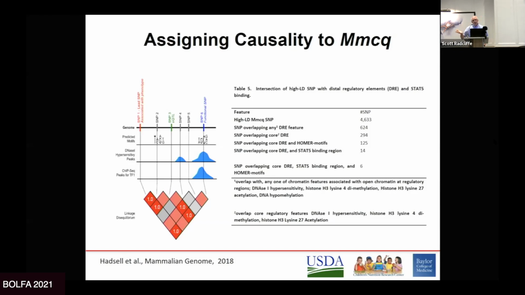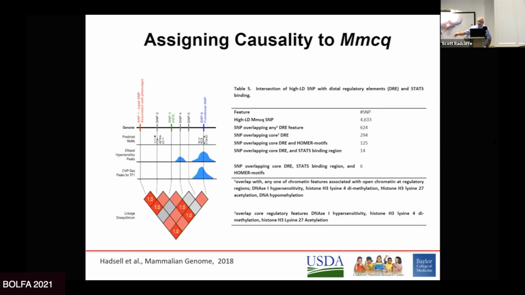So what we did then was to take all of the high LD SNPs in a particular region. In this case, the table shows how we went through this, but we started out with about 4,600 SNPs, and then we can whittle those down to smaller numbers as we overlap with different features. So DRE is a distal regulatory element, and we had 624 of those. And then if you cluster binding sites together in these, those are called core elements, and they're defined as having DNase 1 hypersensitivity as well as histone modifications that indicate open chromatin.